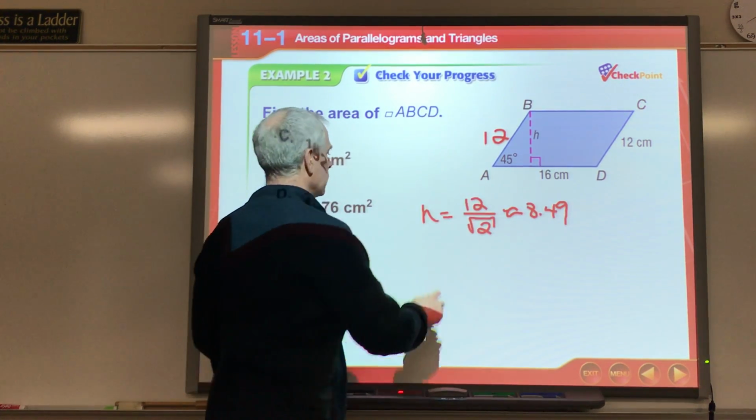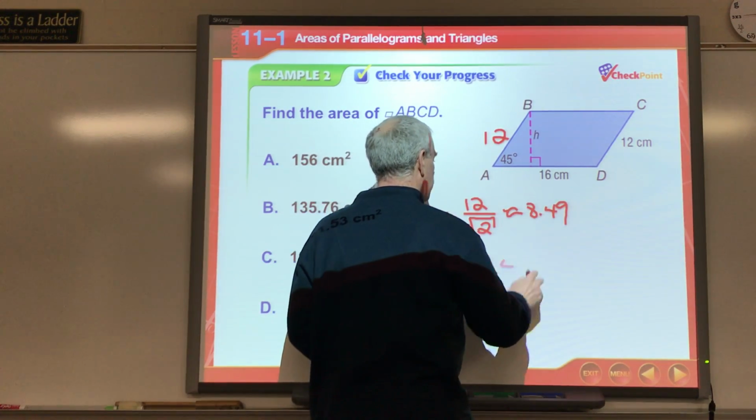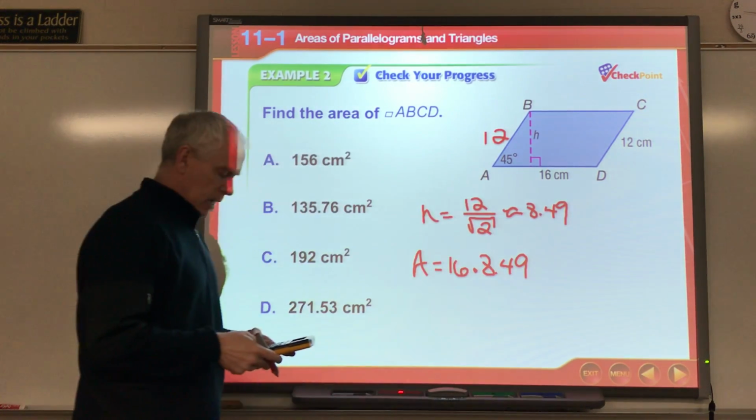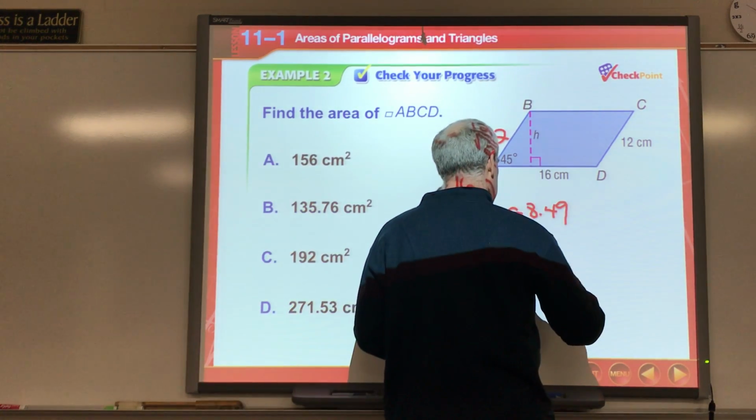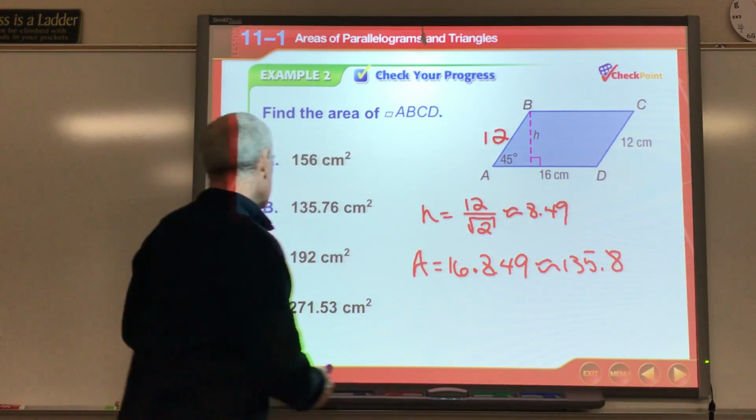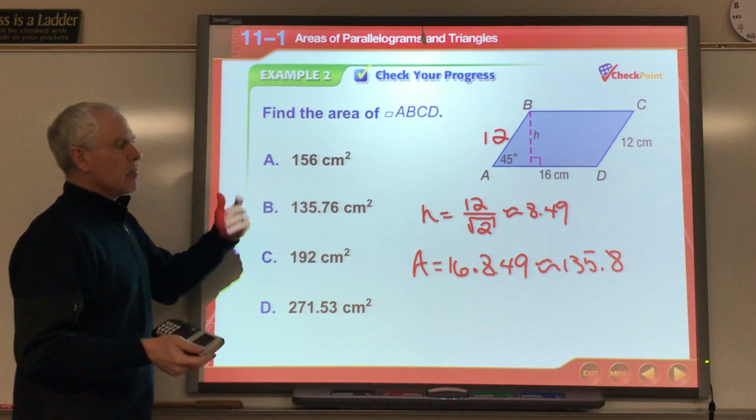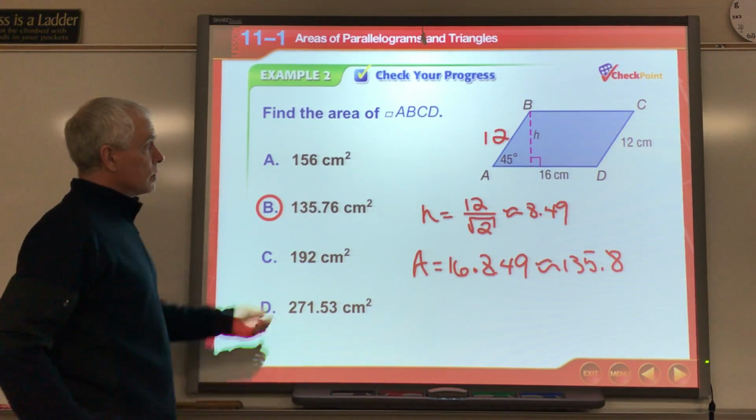Okay, well now I know the height, and I know that area is base times the height. So I'm going to take that number that I got times 16, and I get like 135.8 to one decimal place. Okay? Now they get one, they put it out to 2 decimal places, but the same result. Okay? The key to that one is working this out.